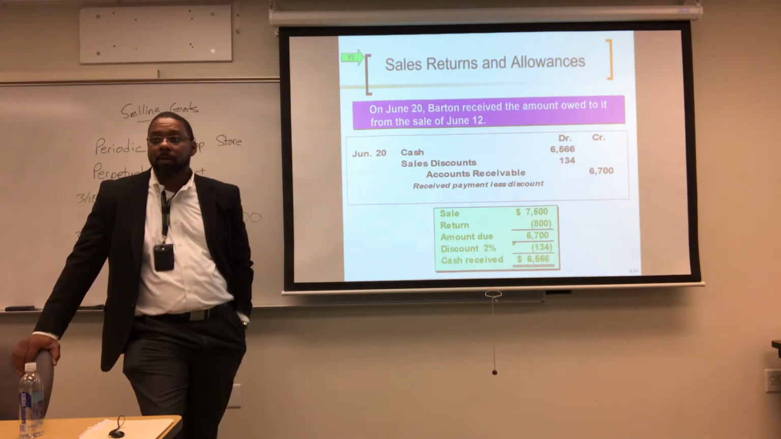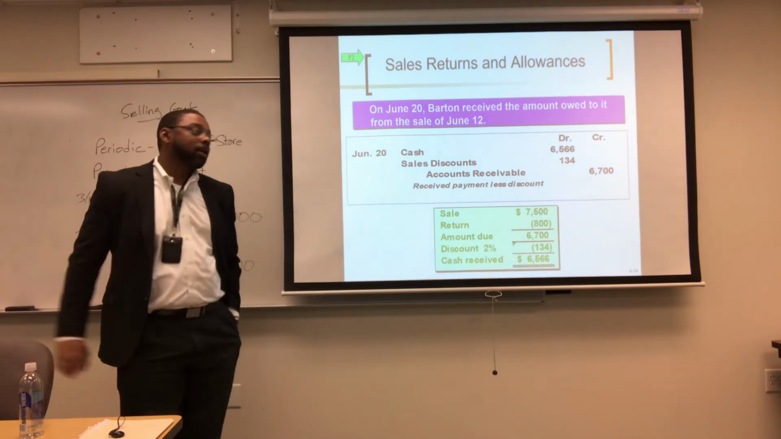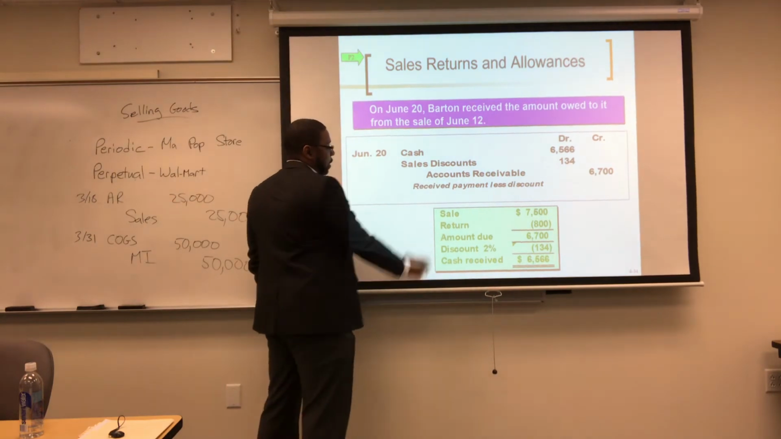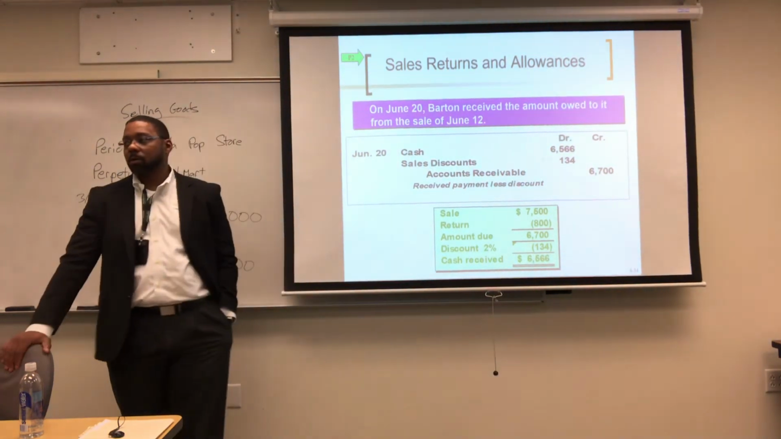If you do, ask. When you're doing this, the first thing you need to do is subtract the return. Then you calculate the discount on the remainder.